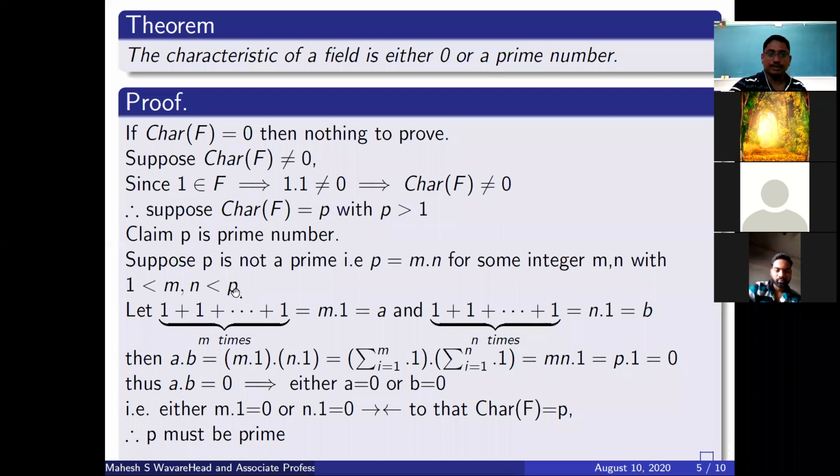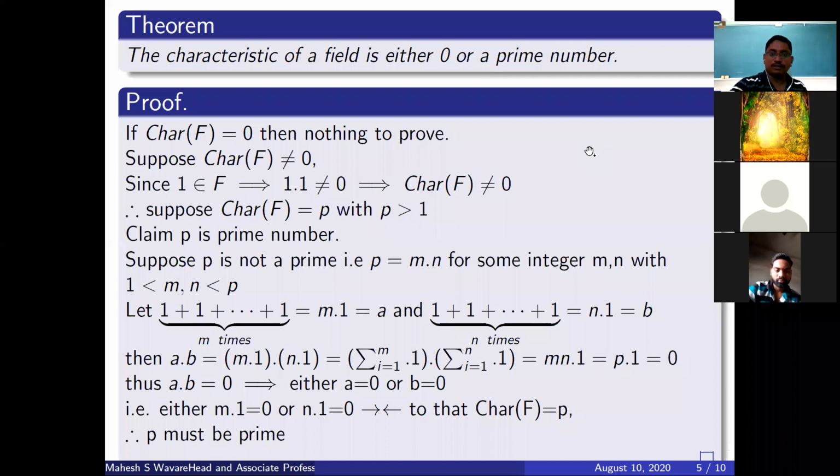Your characteristic P means P is the least positive integer such that P into 1 becomes 0. But here we get two numbers, either m or n, both less than P and greater than 1, such that m into 1 becomes 0 or n into 1 becomes 0. That means the field must have characteristic either m or n, not P. So that is the contradiction here, nothing else.